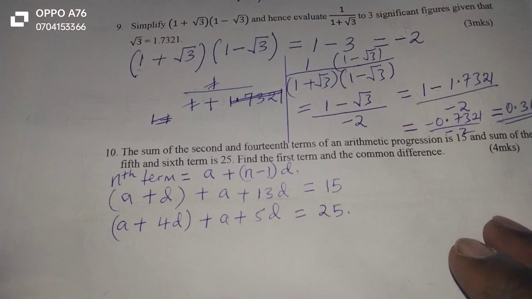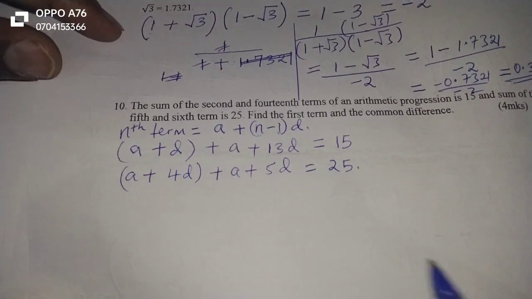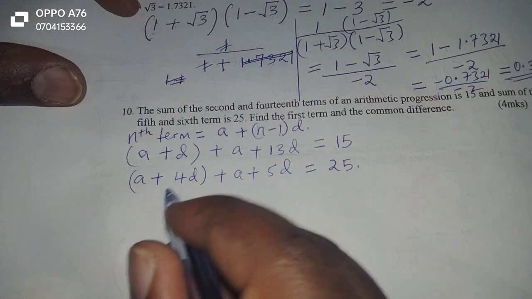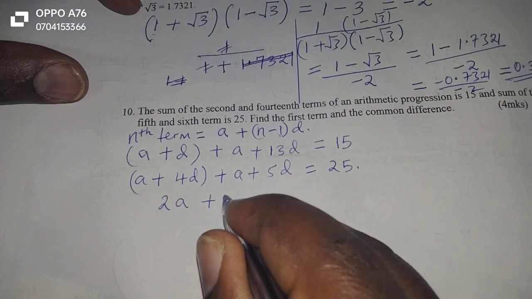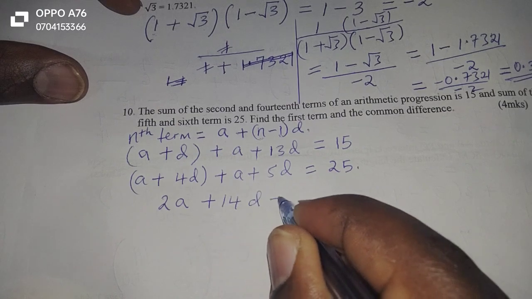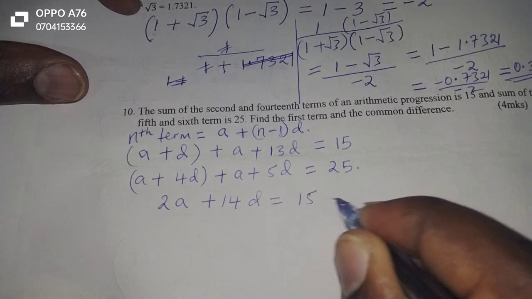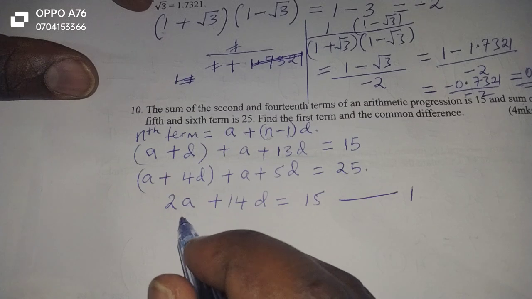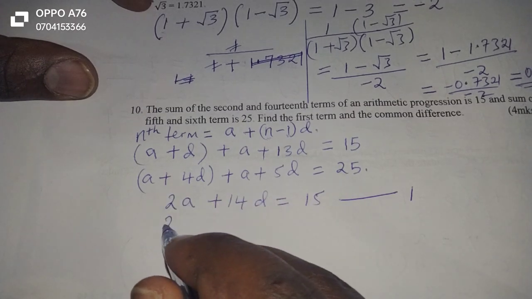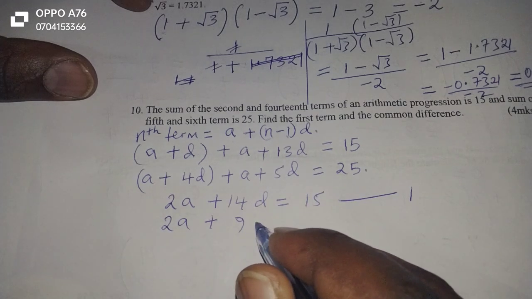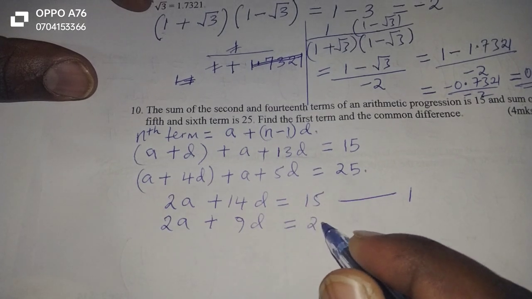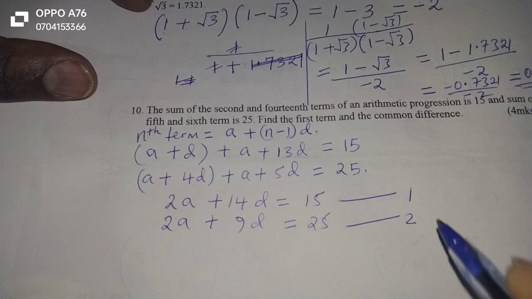So now we can simplify these equations and solve them. This is going to be 2a plus 14d, equivalent to 15, the first equation. The second one is going to be 2a plus 9d, equivalent to 25. This is the second equation.